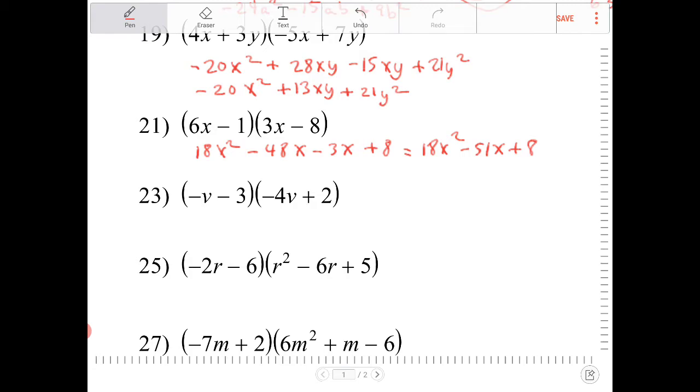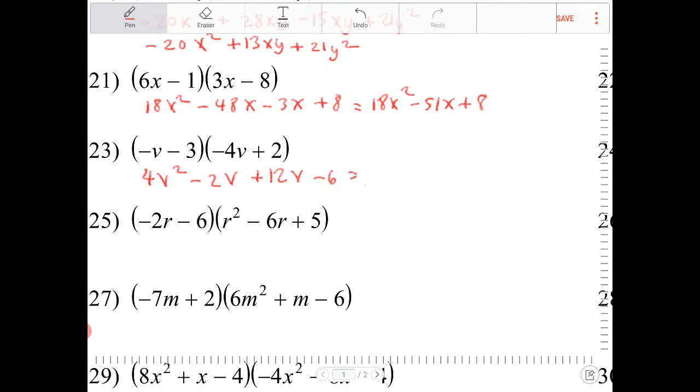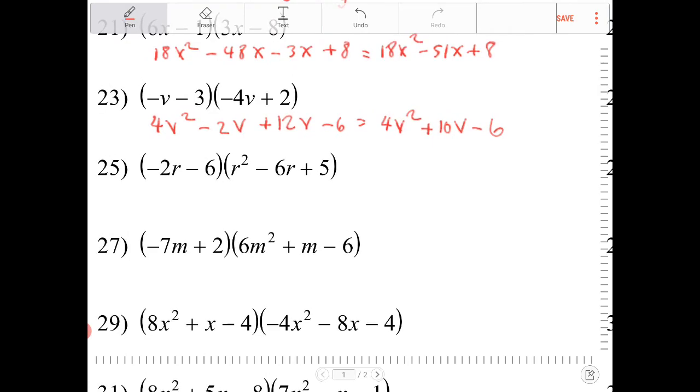Again, I repeat, so I have 4v squared minus 2v plus 12v minus 6. What will that become? I will end up with 4v squared plus 10v, whoops, and minus 6. All right.